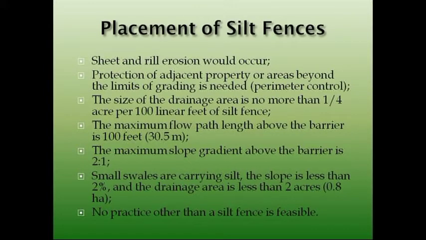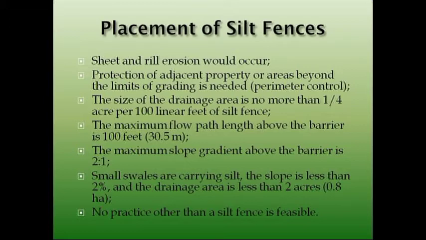It's one of those things where you don't want to go too far, and you want to make sure the silt fence is at the toe of a slope. That might be a good application for putting hay bales or something like that as your secondary erosion control measure. The maximum slope gradient above the barrier is 2 to 1, so keep that in mind.